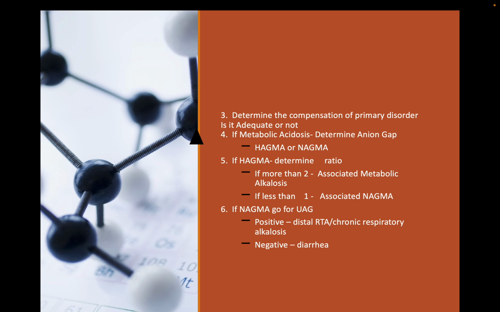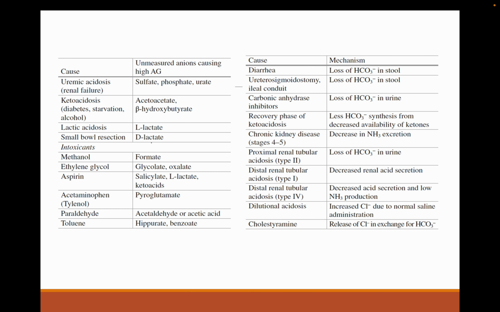So if NAGMA, generally go for urine anion gap. If it is positive, it is distal RTA. There are some chronic respiratory alkalosis causes too, but generally RTA is what we consider mostly. If negative, there is an external cause, diarrhea or something else, but generally negative is external loss. So these are the various causes.